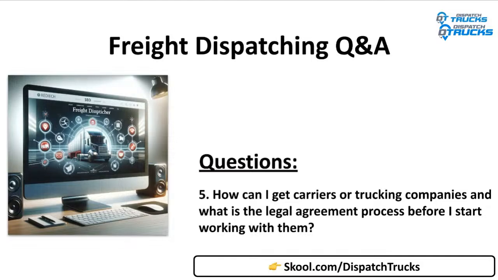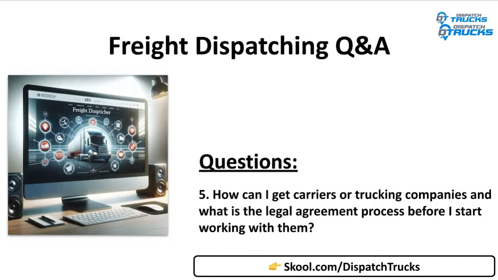So what's the legal process? There is a document which is really important in the freight dispatching business. This is the dispatcher carrier agreement. This is the agreement that you must have between your carrier and you, meaning your company. That document is basically legally binding you to a carrier and a carrier to your services, and in it you state everything that you're going to do for a carrier.